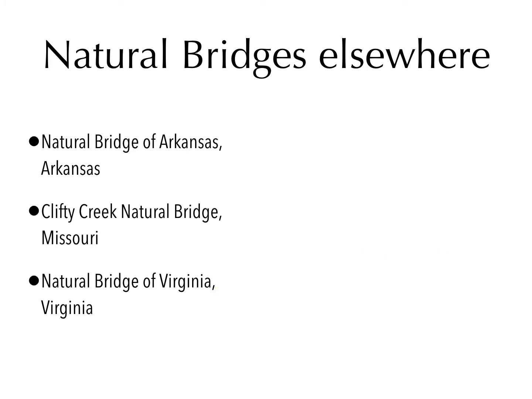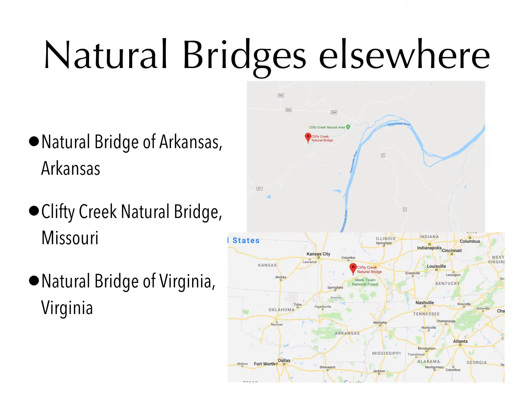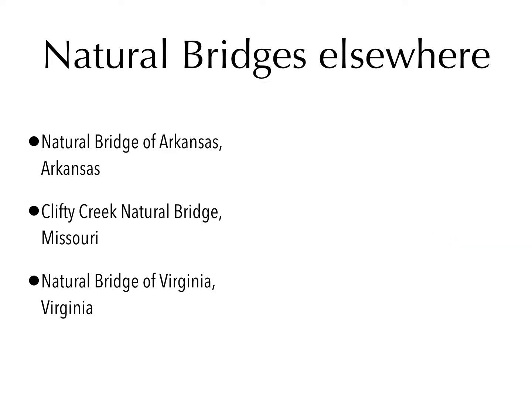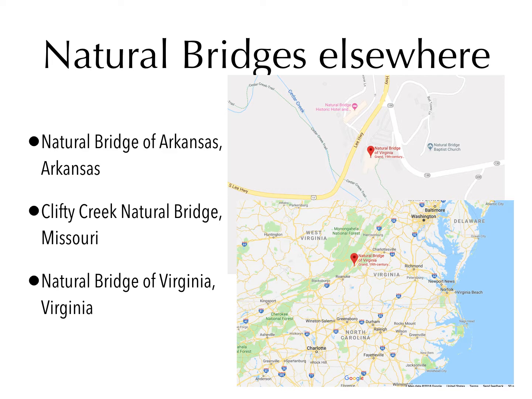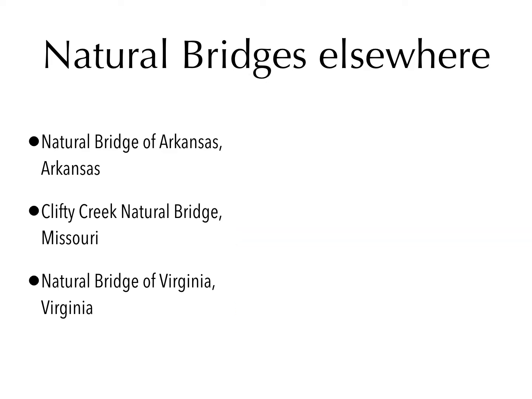Next, we have the Clifty Creek Natural Bridge located in Missouri. As you zoom out, you can see Mississippi, Kentucky, Tennessee, a bunch of states there. As you can see here, there's the Natural Bridge of Virginia zoomed in close, and as we zoom out, we can see West Virginia over to the left. Up at the top right, there's Delaware, and down at the bottom, there's North Carolina.